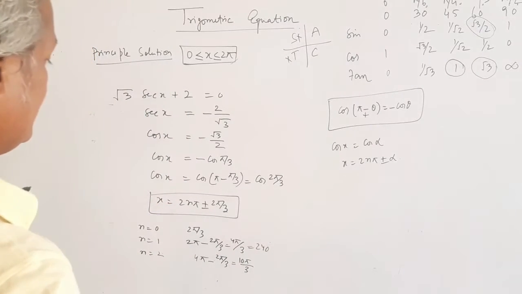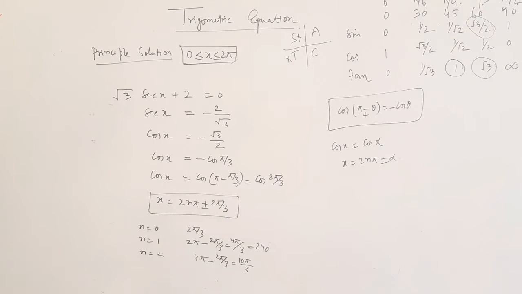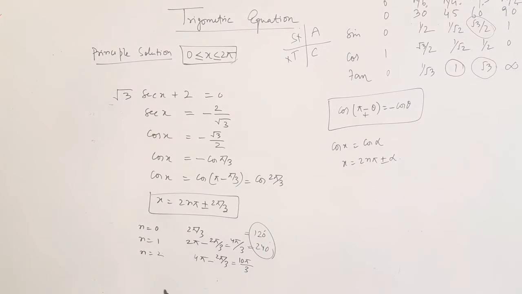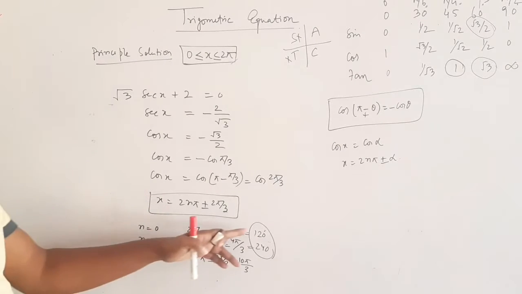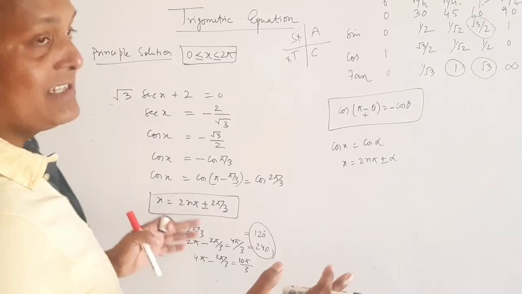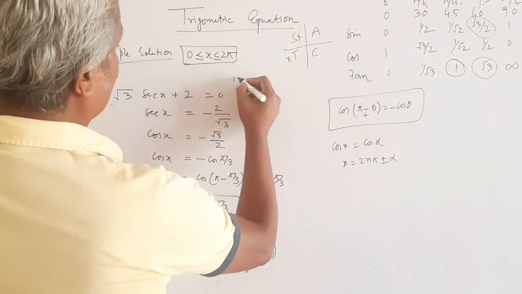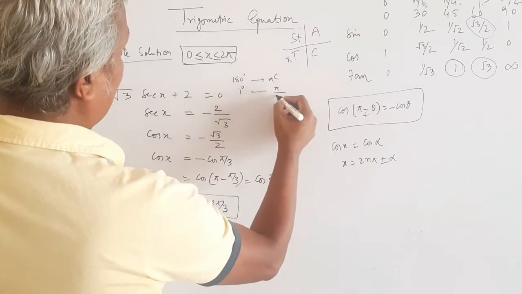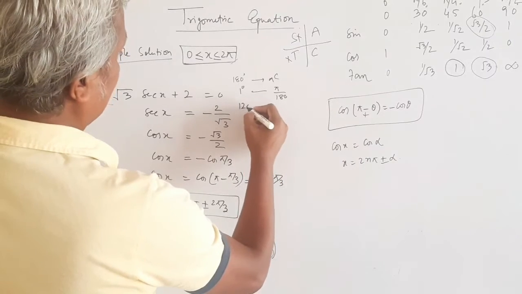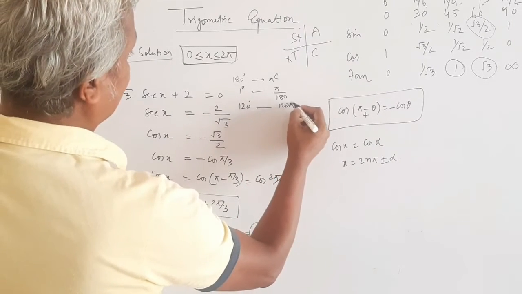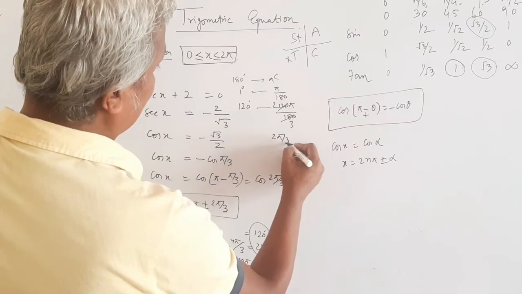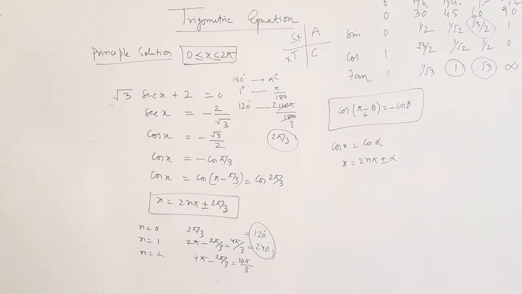And then we should get one value, that is 2 pi by 3, this is 120. So we are getting two values, 120 degrees and 240 degrees, and these are the principal solutions. Now suppose you are asked to express these angles in the circular measure, that is the radian form, then how will you do that? We know that 180 degrees is pi radian, therefore 1 degree is pi over 180, and 120 degrees is 120 pi over 180, that is 2 pi by 3. So this is how you find the principal solutions.